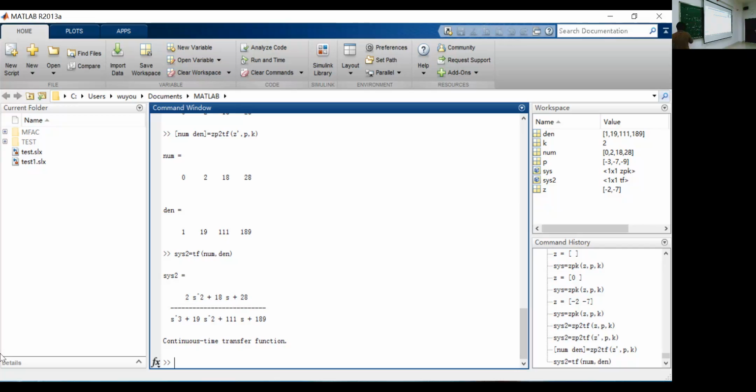And then what next step do you need? System 2 or 3, as you like, okay? Equals what? And here we have K. I don't know why, but right. So from TF to ZPK form, still two steps you need to process. One is to get the ZPK matrix by the code TF2ZP. Once you have the matrix, then use the ZPK code to get the transfer function in ZPK form.